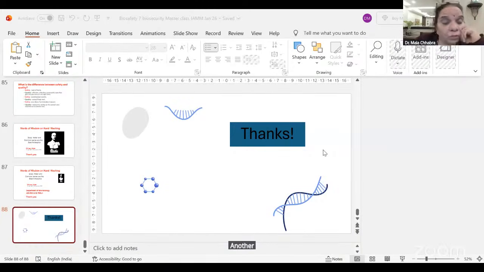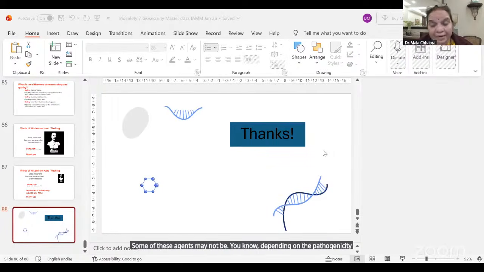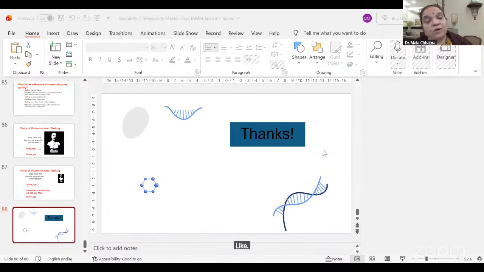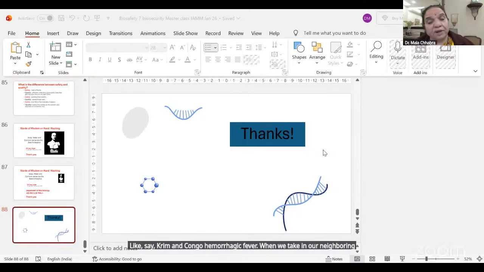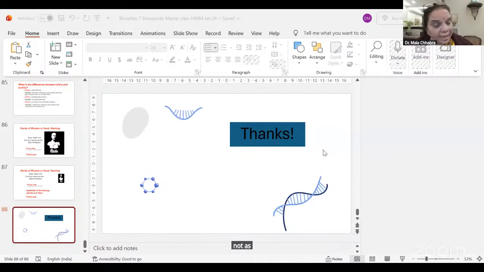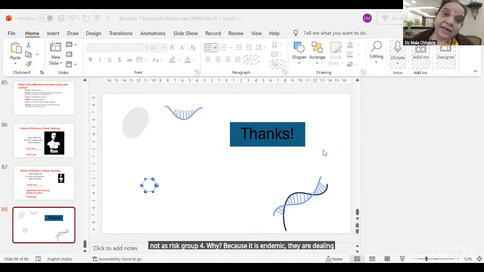Another thing that I want to tell you is that some of these agents may be categorized differently depending on the pathogenicity and endemicity of the virus. Like, say, Crimean Congo hemorrhagic fever. In our neighboring countries like Afghanistan, they categorize it as risk group 3, not as risk group 4. Why? Because it is endemic. They are dealing with it day in and day out.